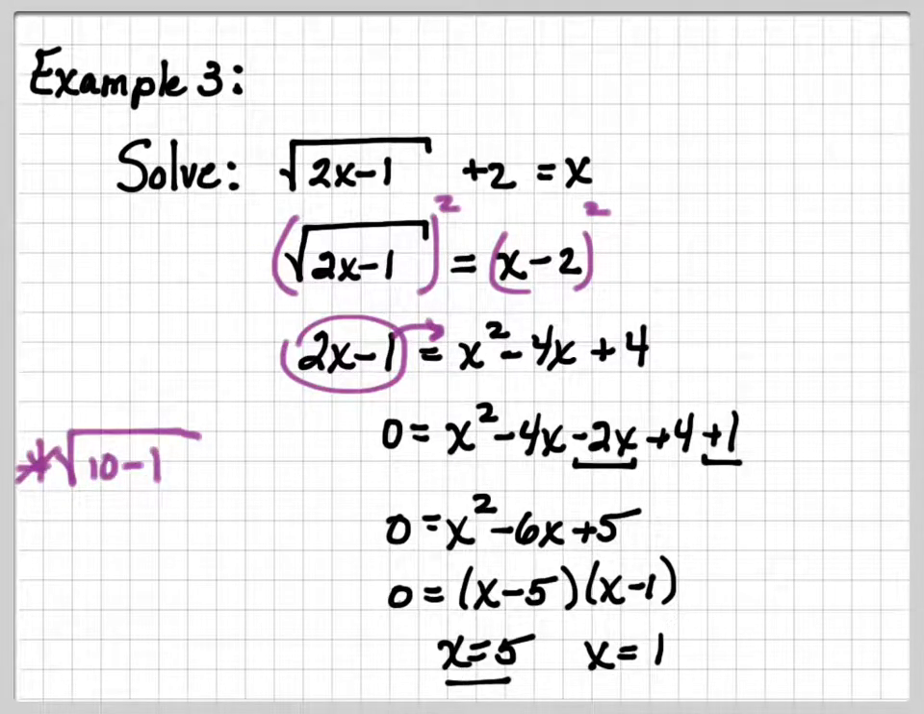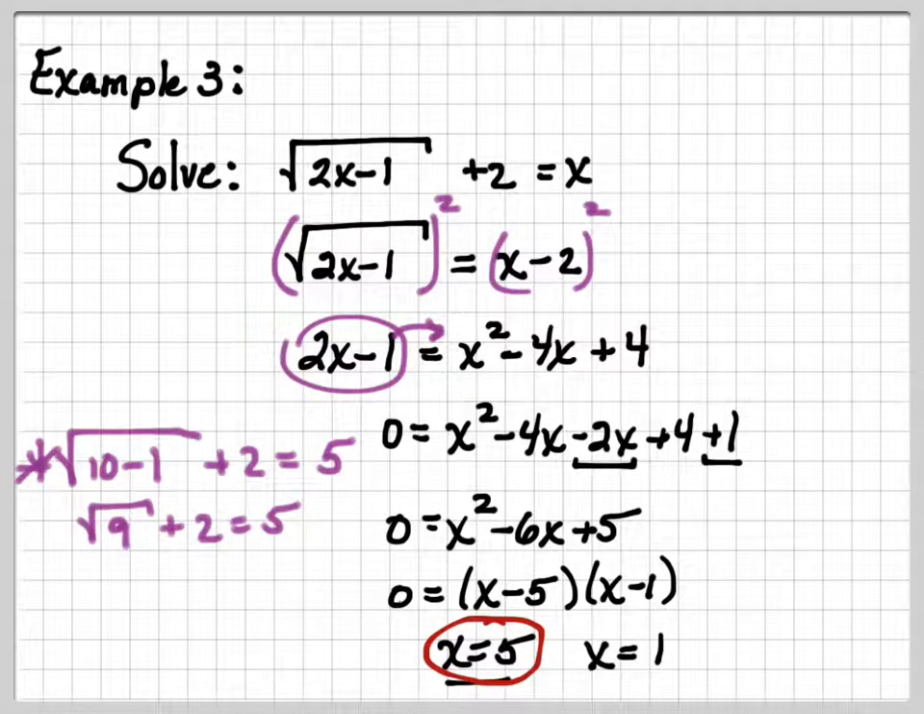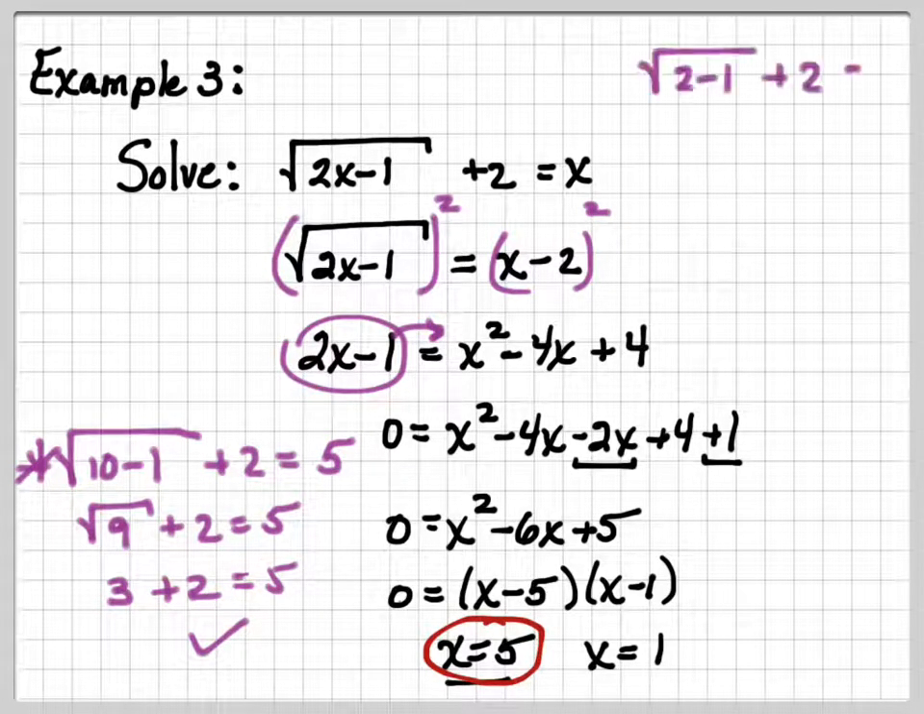Now I need to check them out. So I'm going to start with my 5 and see if that works. So 2 times 5 is 10, 10 minus 1, plus 2 equals 5. So I'll have square root of 9 plus 2 equals 5, 3 plus 2 equals 5, 5 equals 5, so x equals 5 works for us.